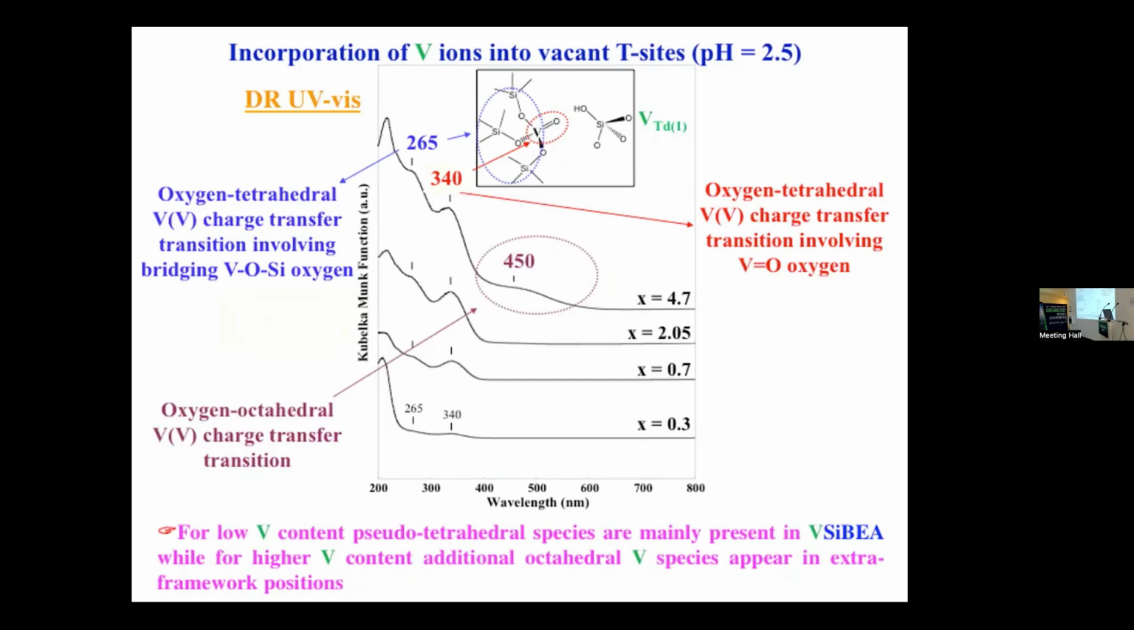This is also confirmed by UV visible. In the beginning there is formation of only tetrahedral vanadium species, and this band is characteristic for this. So when we increase the vanadium content, in the UV visible a new band appeared, a very large band characteristic for octahedral vanadium species present in the extra-framework position.